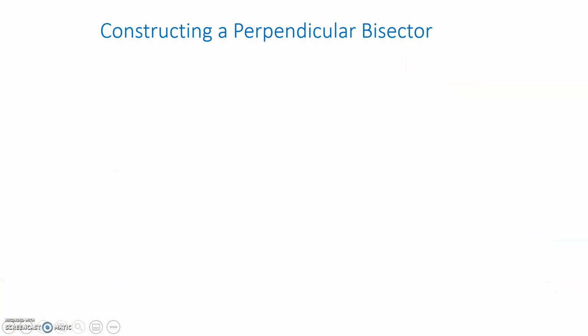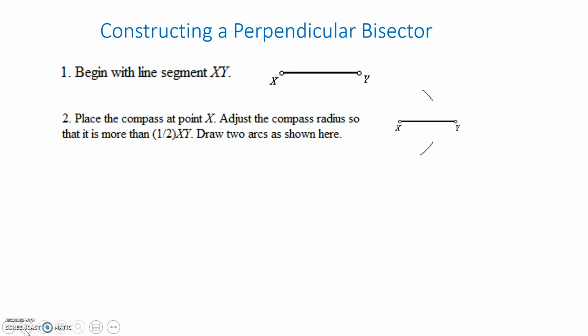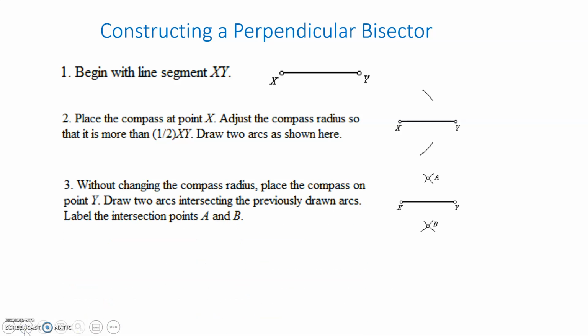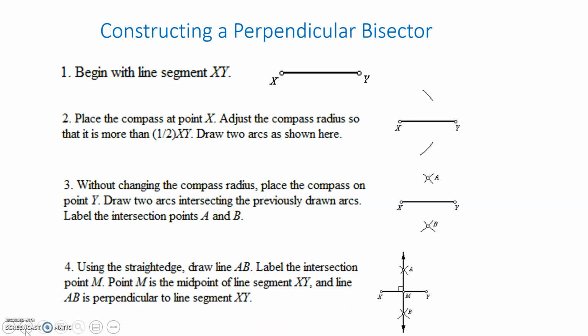Okay, constructing a perpendicular bisector. So as usual, I give you the steps. Begin with a segment XY, place the compass at X, adjust the compass radius so that it is more than halfway across the segment, and draw 2 arcs, one above and one below. Without changing the compass opening, place the compass on the other endpoint, Y, draw 2 arcs intersecting the previously drawn arcs, and label the intersection points A and B. Then using a straight edge, draw a line that goes through A and B, and AB will be the perpendicular bisector of segment XY.